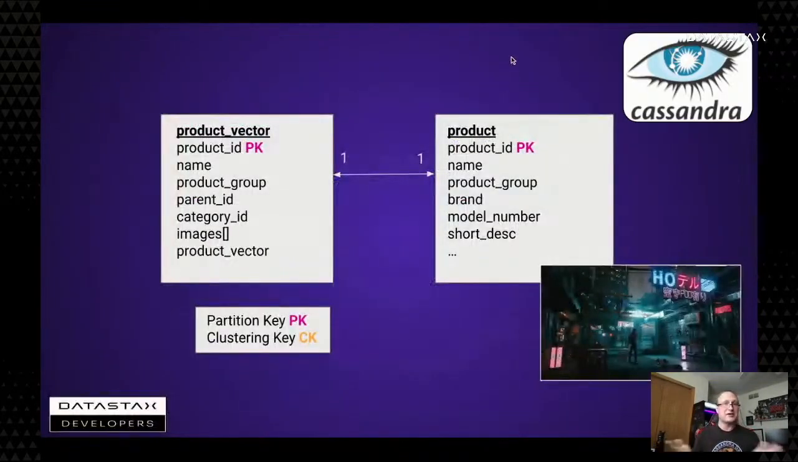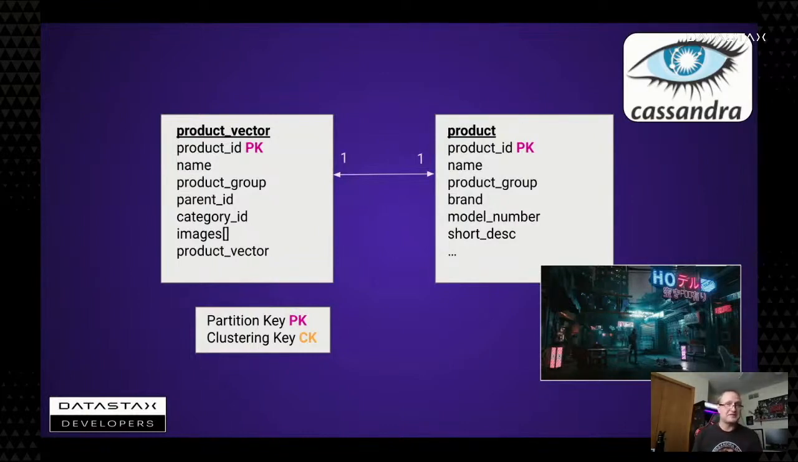Okay, for a simple data model, we built a one-to-one table. And typically in the database world, you don't see a lot of one-to-one relationships. But in this case, there's a lot in the product table that we just don't need in product vector.